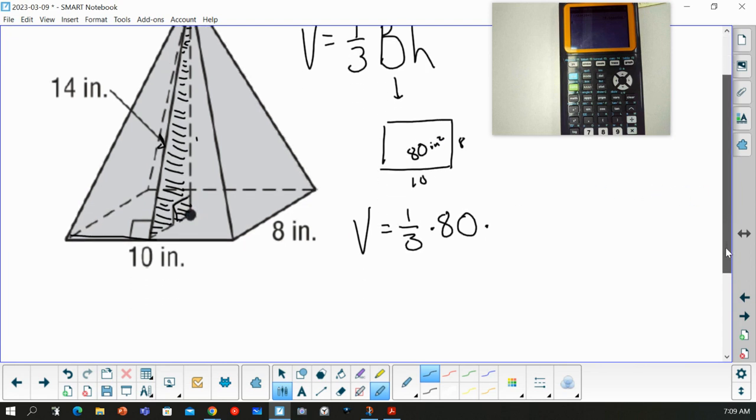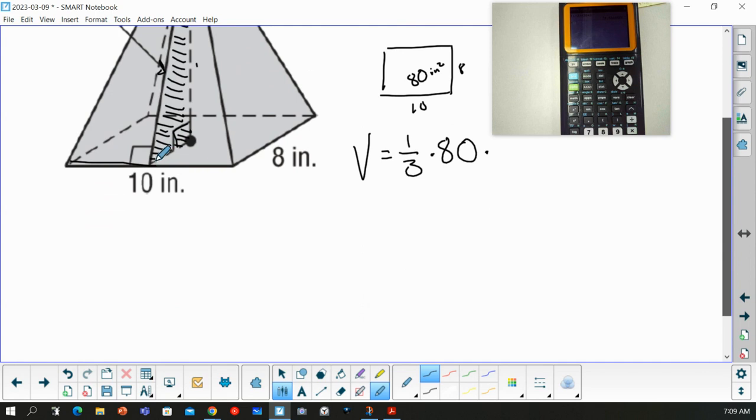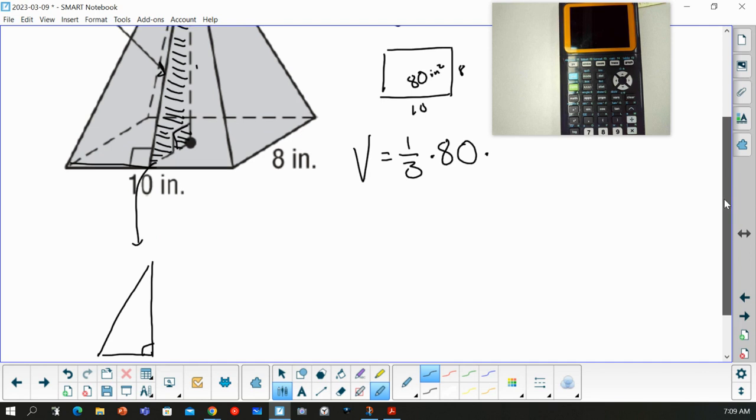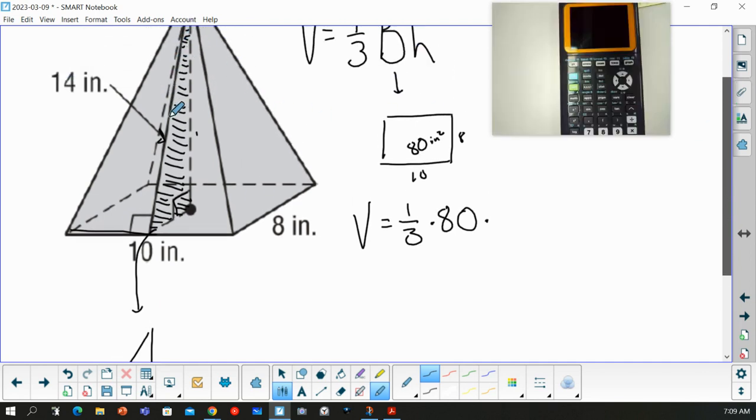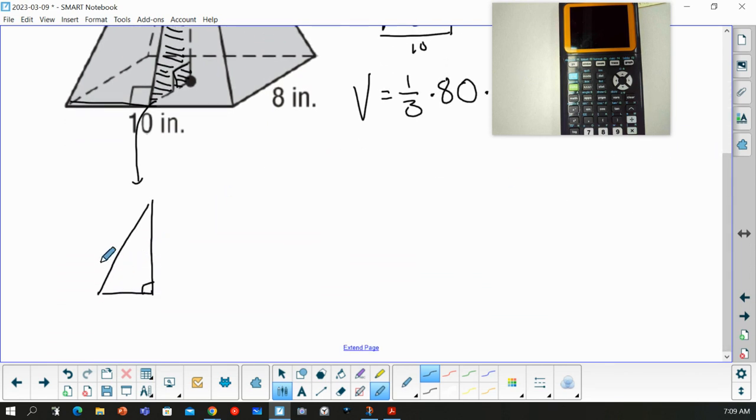So let me take a look at that triangle right down here. If I were to lay it flat, it would look something like this. Now let's think about the numbers that we have. This edge right here is the hypotenuse across from the right angle. It's 14 inches. The 10 inches is not part of the triangle. It's over here. That's not going to help us.